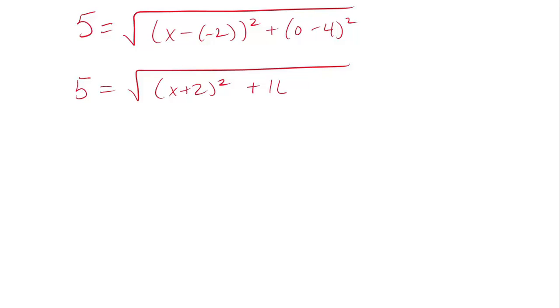Negative 4 squared is 16. Do not try to take the square root of each of these terms. That does not work. We have 2 options at this point. We can either multiply out the x plus 2 by using the FOIL process, or we can square both sides. My preference would be to square both sides. I'm going to raise both sides to the second power. Let me write this as a separate step here.